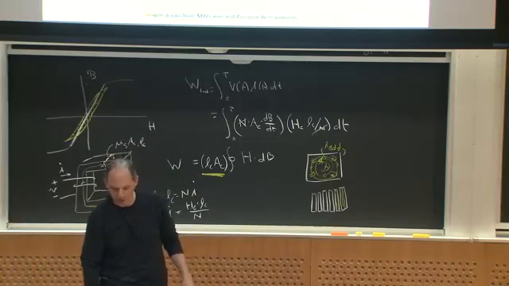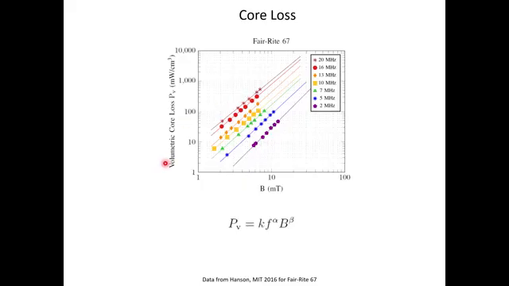What they really do is plot loss per unit volume versus flux density at different frequencies, and you might get curves like this. This is a log-log plot, so the loss goes up with some power of the flux density, and it also increases somehow with frequency.